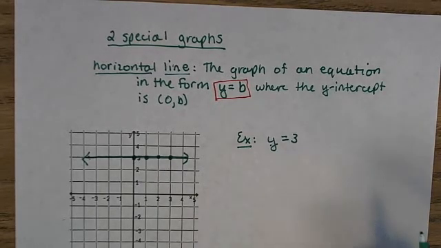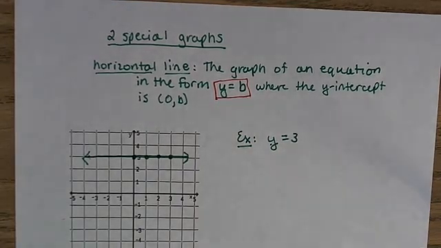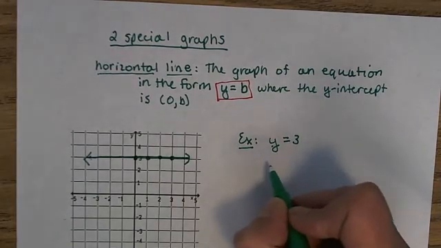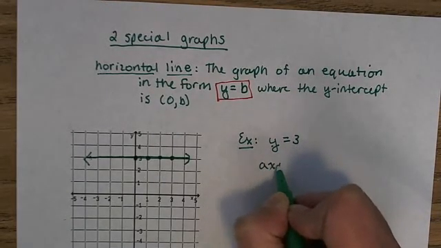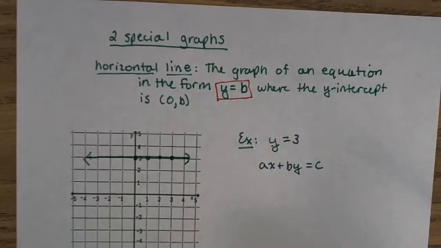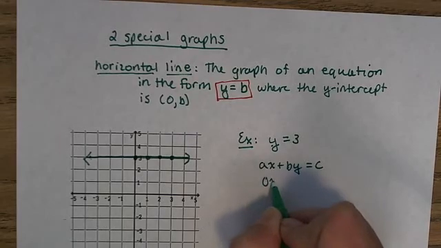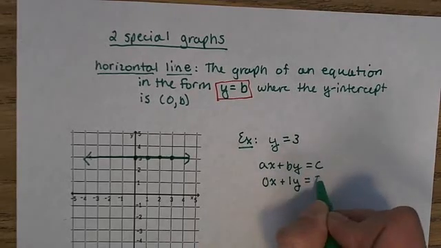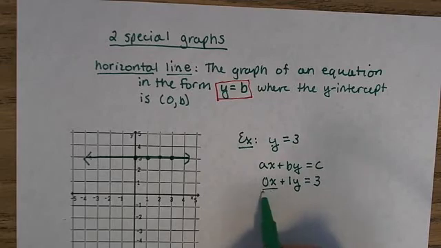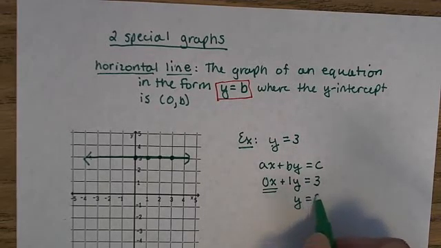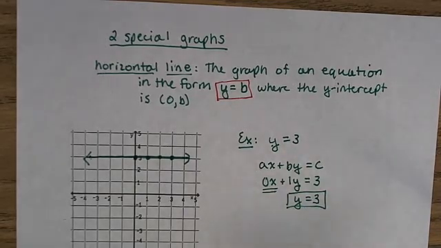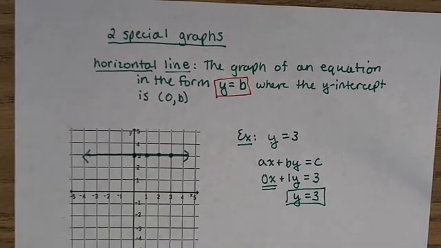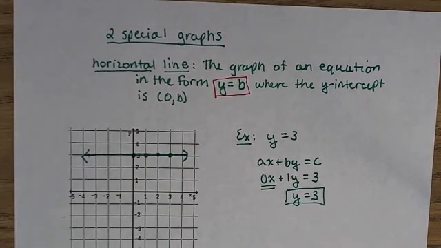So another way to think about it is we talked about the general form of an equation, and we said that we can write that in the form ax plus by is equal to c. Well, in this particular case, our a value is 0, so we have 0x, plus our b value is 1, so we have 1y, and our c value is 3. If we simplify this, 0x is just 0, and so y is equal to 3. So it's a very special case of the linear equation that we looked at earlier. So that's a horizontal line. It will always have the equation y equals a constant, because the y value is what stays constant.